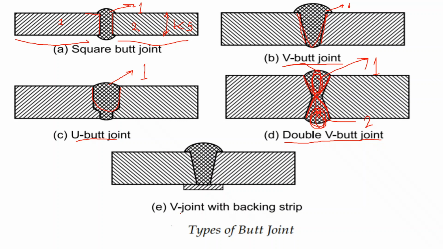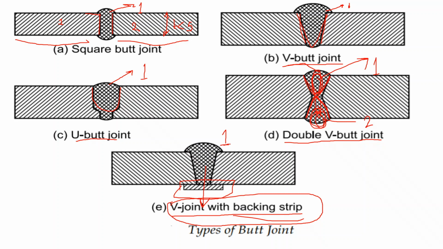Now the last type of butt joint is a V joint with backing strip. Now we use this V joint with backing strip only in the cases where the welding from both the sides is not possible, and obviously this is used only for plates which are thicker than 30 mm. If the thickness of the plate is greater than 30 mm, and if we cannot do the welding from both sides, then only we will go for V joint with a backing strip. In this case, we put a backing strip over here so that the molten metal does not flow out of this gap. That's why the purpose of this backing strip is to prevent the overflow of the molten metal from this gap.